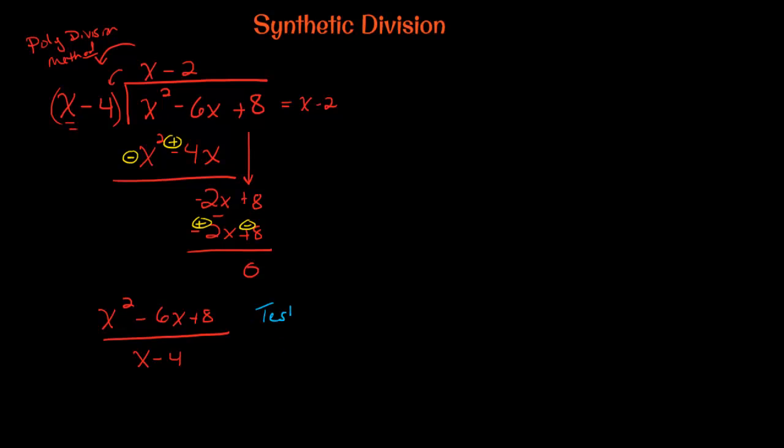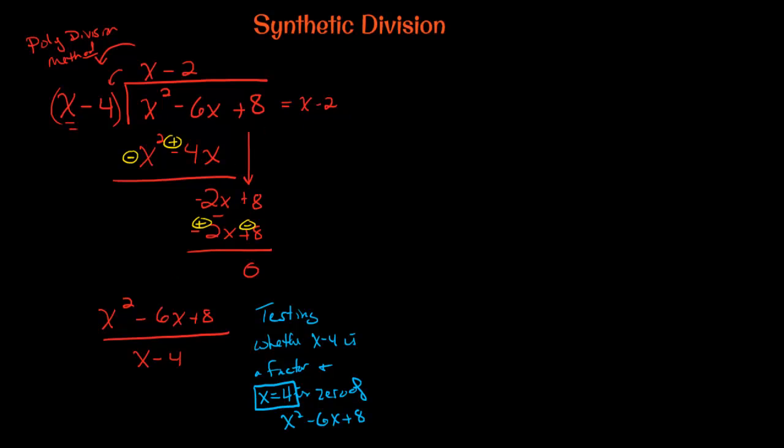We are testing whether x minus 4 is a factor and whether x equals 4 is a 0 of x squared minus 6x plus 8. We're testing whether or not x minus 4 is a factor and whether x equals 4 is a 0. And that right there, ladies and gentlemen, is the first key to understanding the synthetic division process.